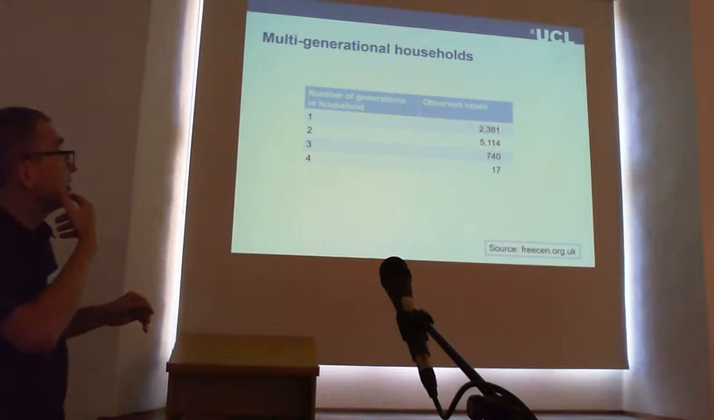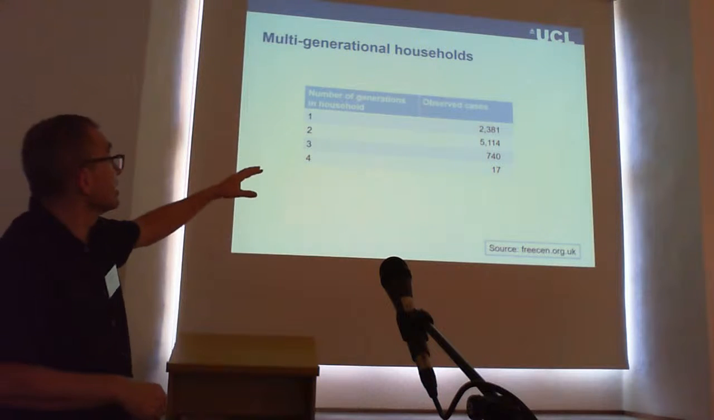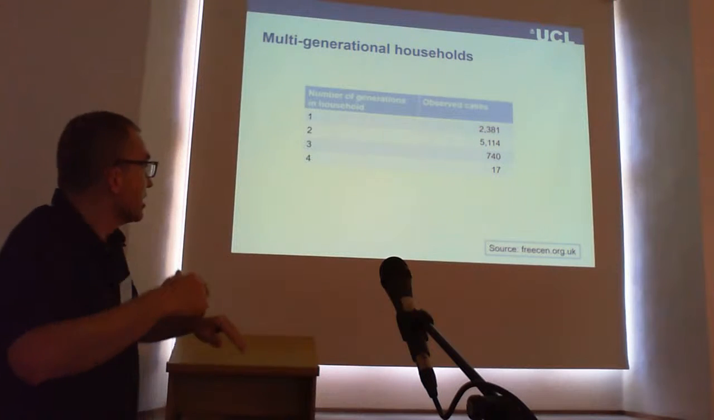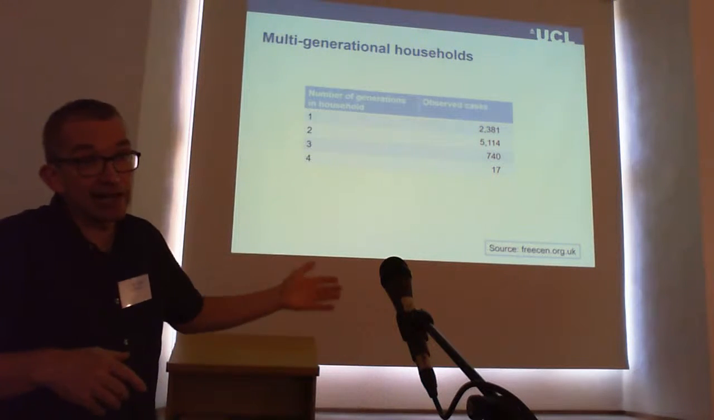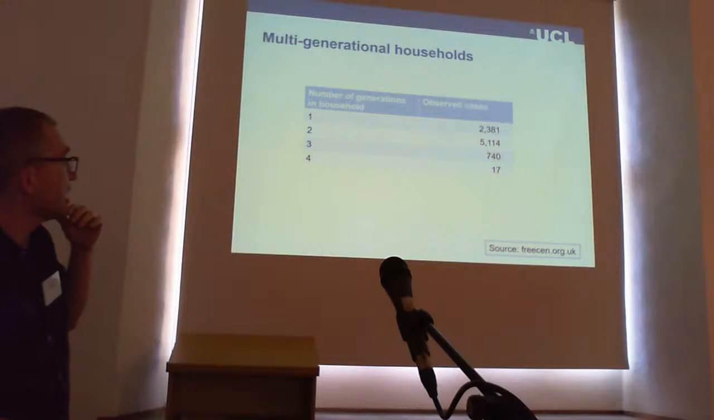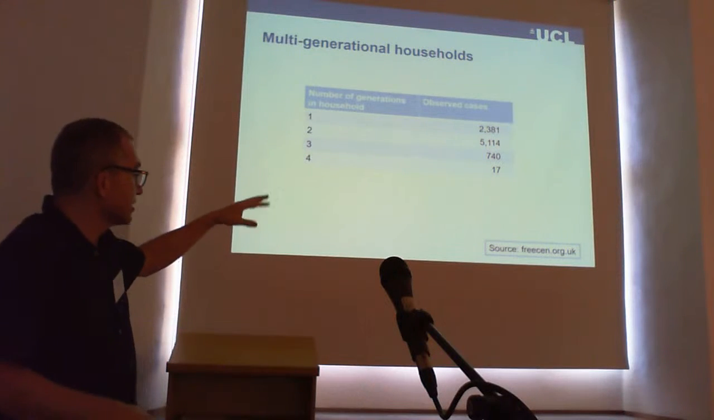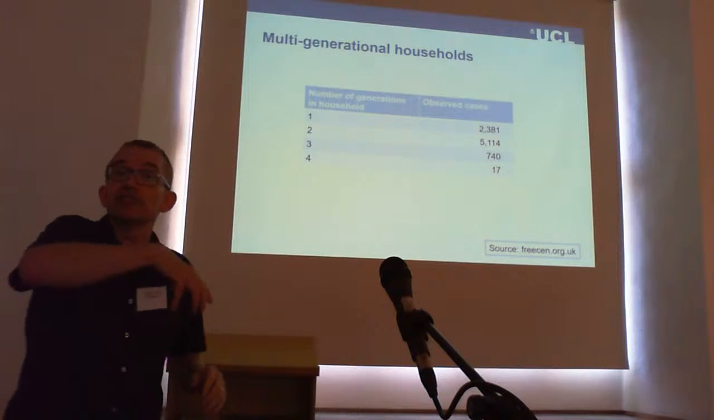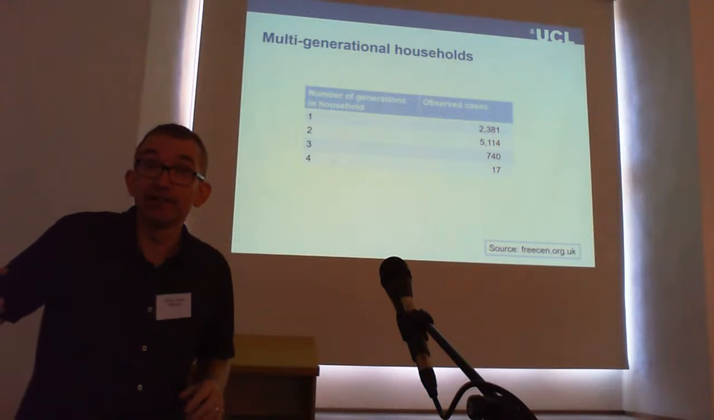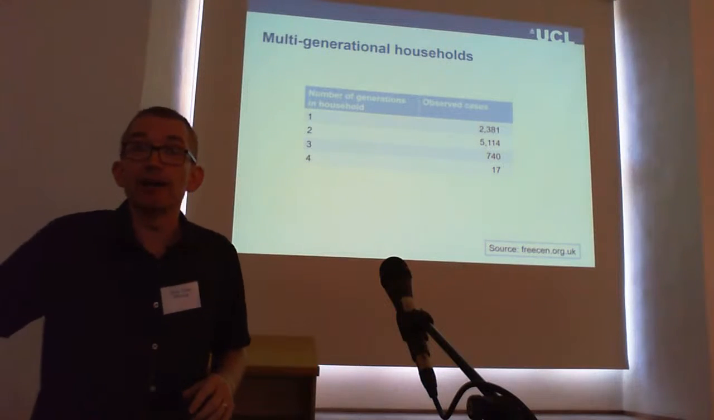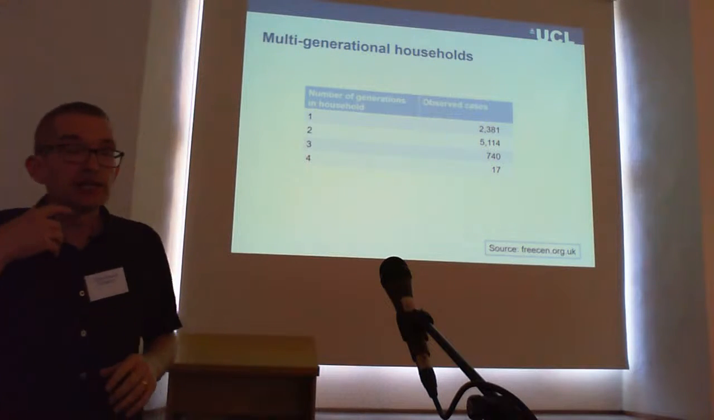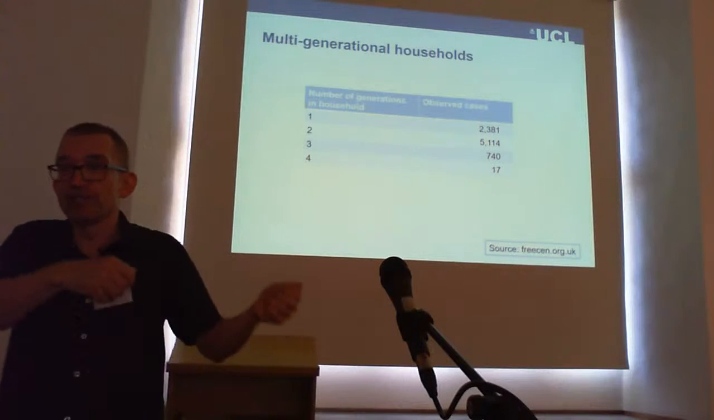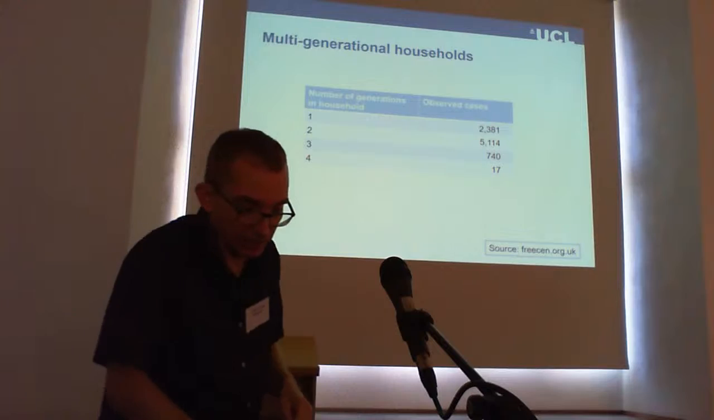So this is for a sample of data in Norfolk. And I had 2,000-ish households with one generation in, so either one person or people at the same level. 5,000 houses with 2 generations, so a parent and child. 3 generations with 740 households with 3 generations and 17 with 4 generations. And that was generated by looking at the relationship information written down on the census form about relationship to head of household. So to get 4 generations, you typically have to have someone saying they're a parent of the head of household, someone saying they're a child, and someone saying they're a grandchild.